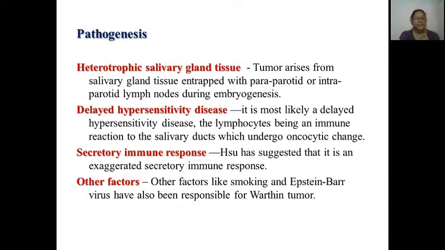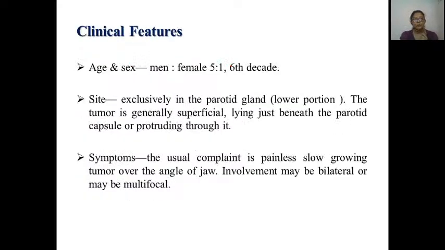There can be delayed hypersensitivity. It is most likely a delayed hypersensitivity disease, the lymphocytes being an immune reaction to the salivary ducts which undergo oncocytic change. Hsu has suggested that it is an exaggerated secretory immune response, a hypersensitivity or hyperimmune response. Other factors which can cause it are smoking and viral causes like Epstein-Barr virus. The clinical features: there is a male predilection, almost 5 times that of females, and it is very common in the 6th decade. The site is exclusively the lower portion of the parotid gland.